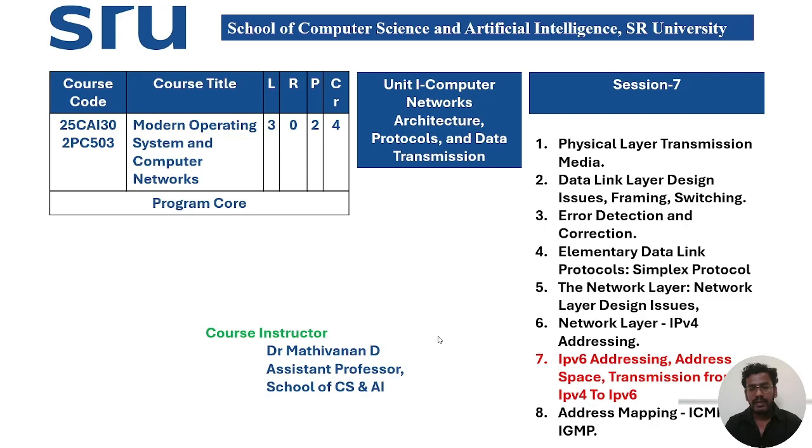Coming to today's discussion, it is based on the network layer. In the last lecture we discussed IP version 4, and today we will discuss IP version 6: IPv6 addressing and address space, then transition from IPv4 to IPv6. Why we shifted from IPv4 to IPv6, we will discuss in the next slides.